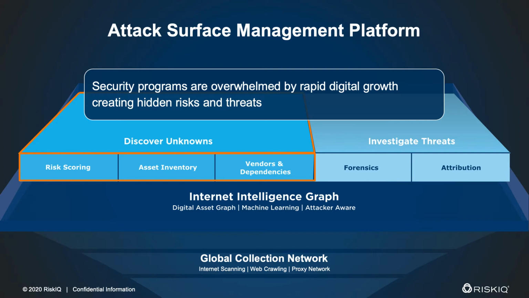What this enables us to do is handle different use cases. A key problem that we've identified within our customers is security programs are often overwhelmed by rapid digital growth, creating hidden risks and threats. This is our Discover Unknown Internet Assets capability. It's comprised of risk scoring, asset inventory, and identifying key vendors and dependencies within your attack surface.